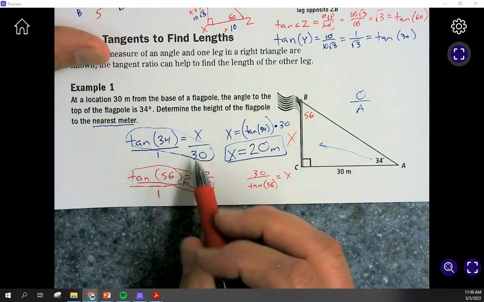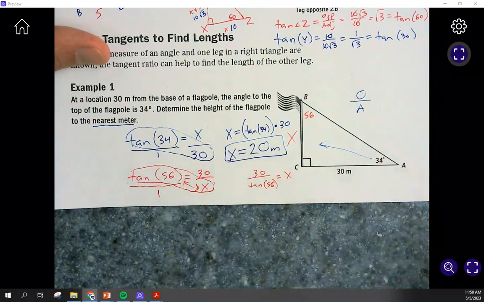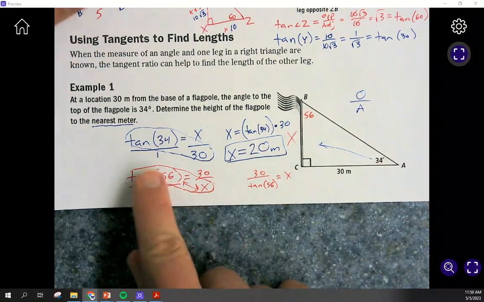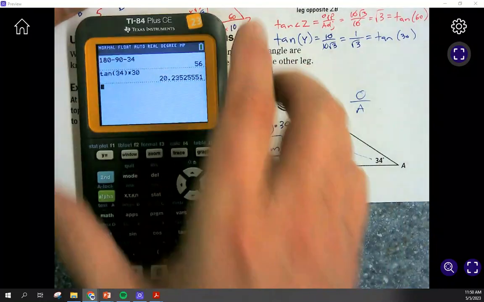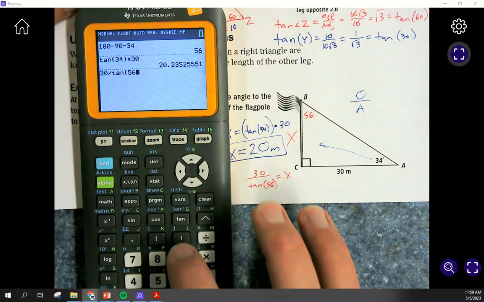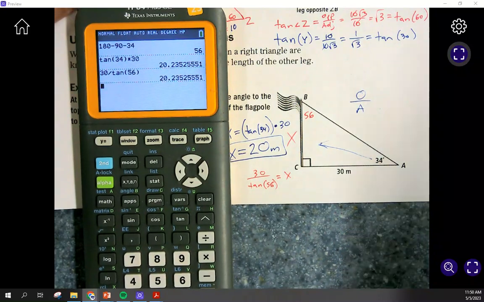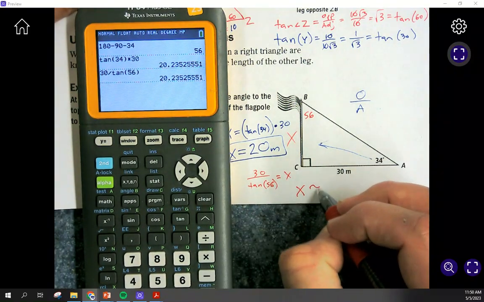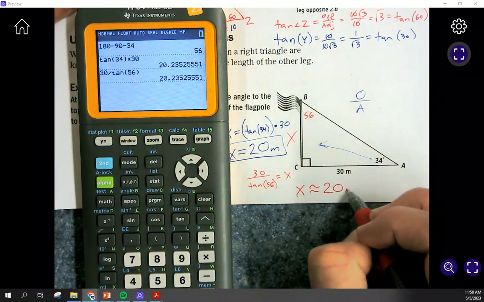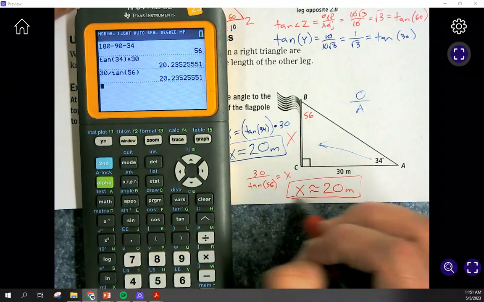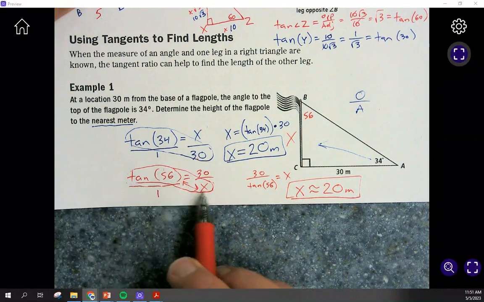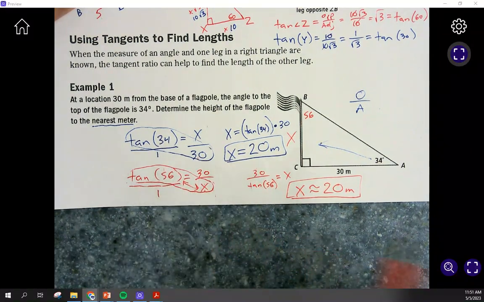So in this case, when it doesn't set up diagonal, I'm actually going to divide. So flip-flop these. Eventually you don't have to write this out. You just know that you're going to divide, and you can just go ahead and do that. So 30 divided by tangent of 56. And notice I get the same exact answer. So x, and I probably should use the squiggle because I'm rounding, is approximately 20 meters. Okay, those are the only two ways it's going to set up. Multiply when they're diagonal, flip-flop and divide when they're not.